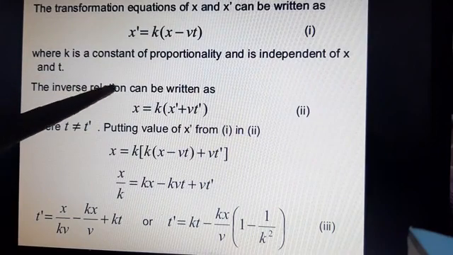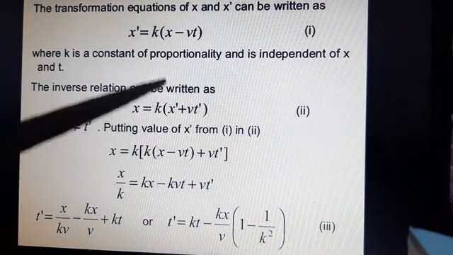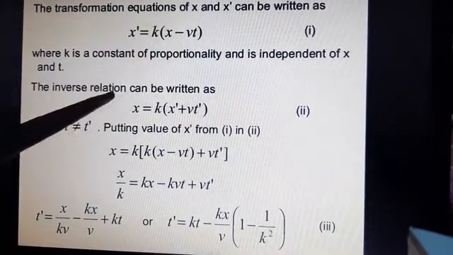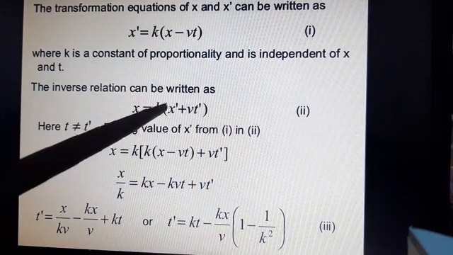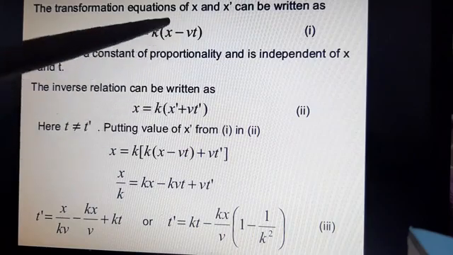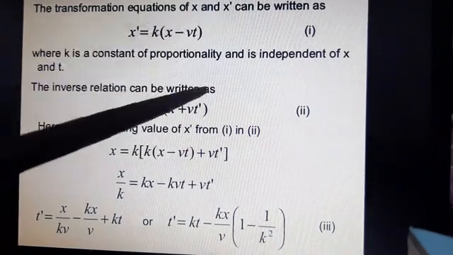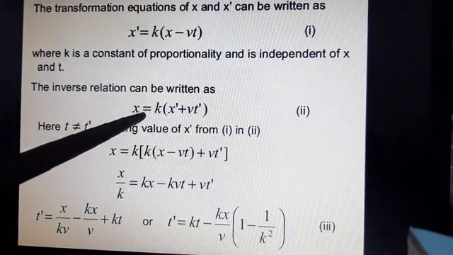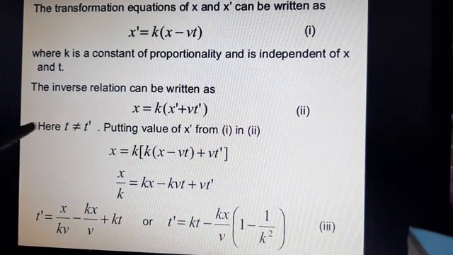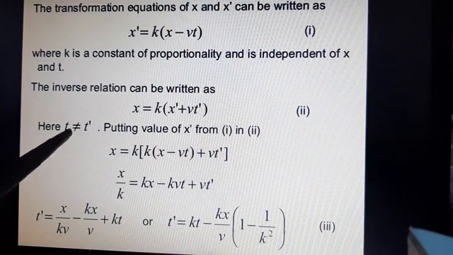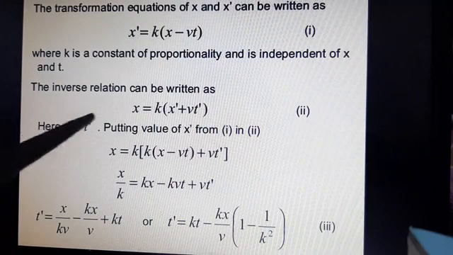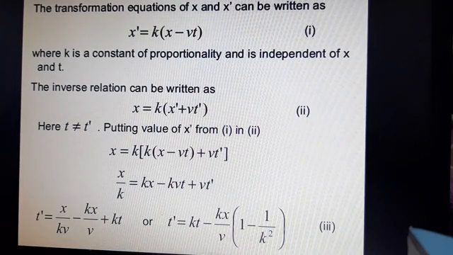The inverse relation can be written as: x dash is a function of x and t, similarly in the inverse case x is a function of x dash and t dash. So on the same lines as equation number 1, equation number 2 has been written, that is x is equal to k into (x dash plus vt dash). Here t is not equal to t dash, meaning t is also variable, also relative to the motion of the frame.